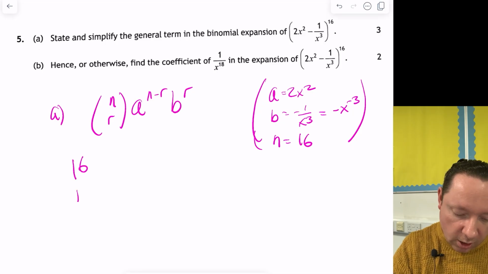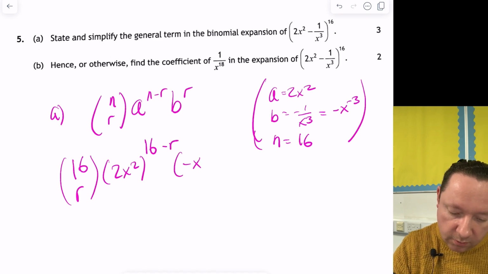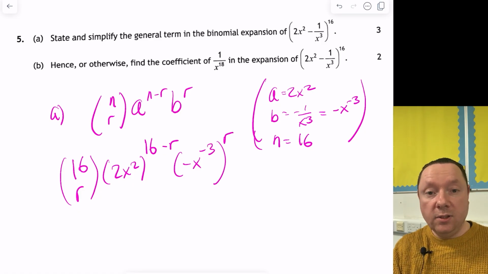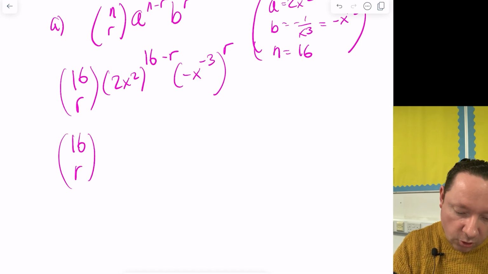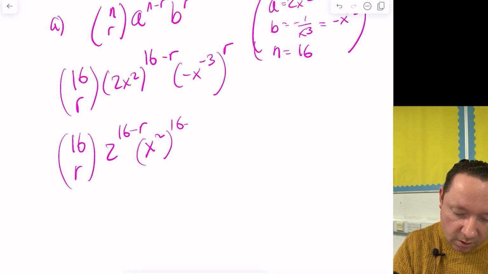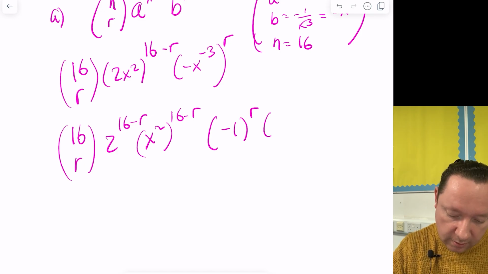So we've got 16 choose r, 2x squared to the 16 minus r, minus x to the minus 3 to the r. And then we need to just collect the terms in terms of x's and numbers basically. So you've got 16 choose r, you've got 2 to the 16 minus r, x squared to the 16 minus r. So the minus x you can think of as being minus 1 to the r, and then this leaves you with x to the minus 3, so minus 3r.